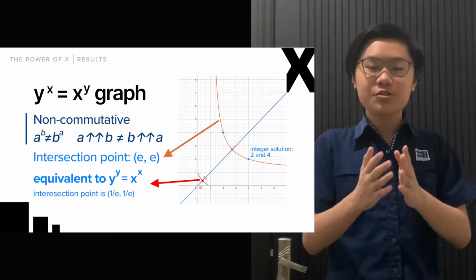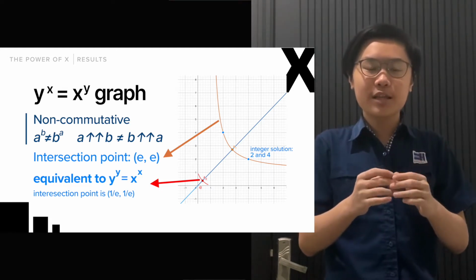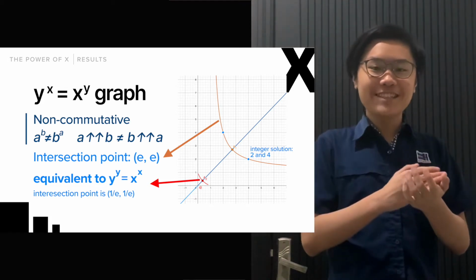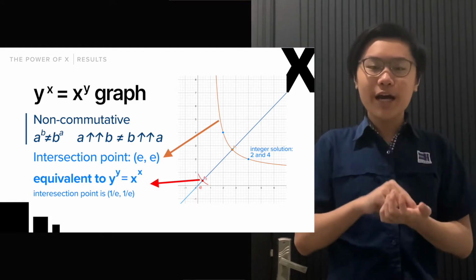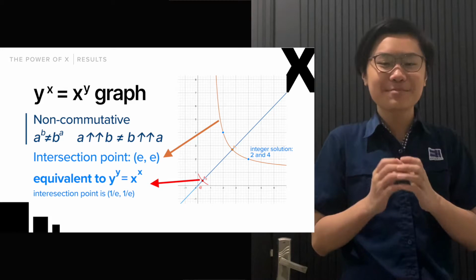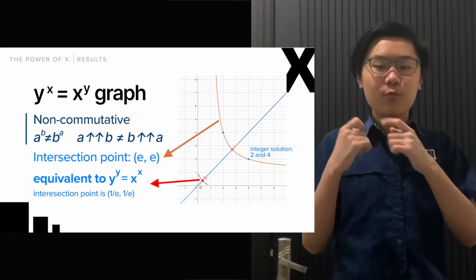And that's very interesting. e is Euler's number. It's this very special number that's also the base of the natural logarithm. I found out that this graph is actually equivalent to y to the power of y equals x to the power of x, but it's just a little bit smaller. And the intersection point for this is actually 1 over e, comma 1 over e.